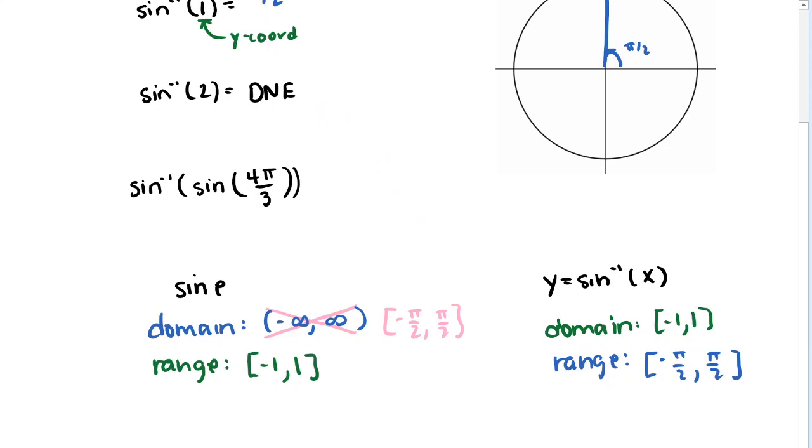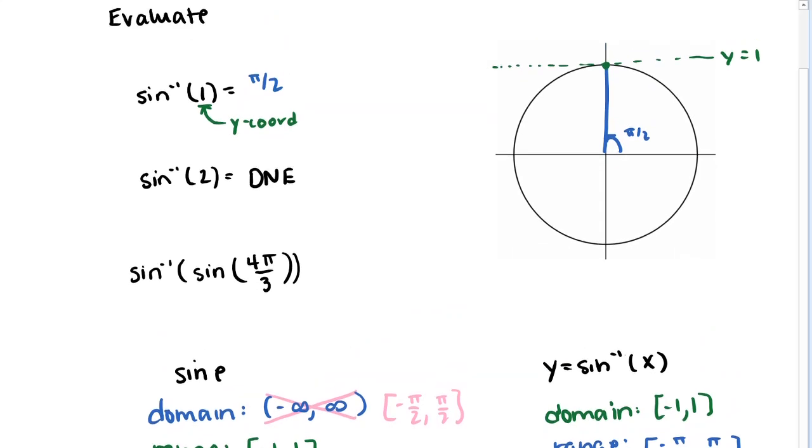And so here, I think this next example is a great illustration of the fact that sine inverse is really only the inverse function to sine on this particular interval. Right, so here, we see sine inverse of sine of 4π/3, and we might expect that sine and sine inverse would undo each other and just give us back 4π/3. But that's not the case here.